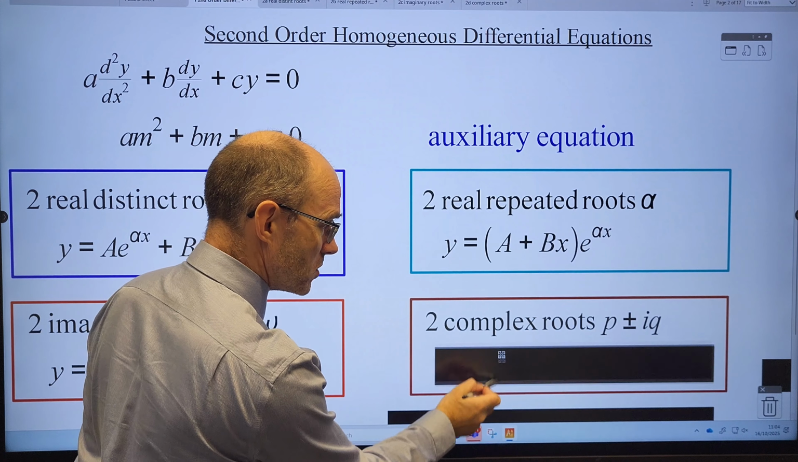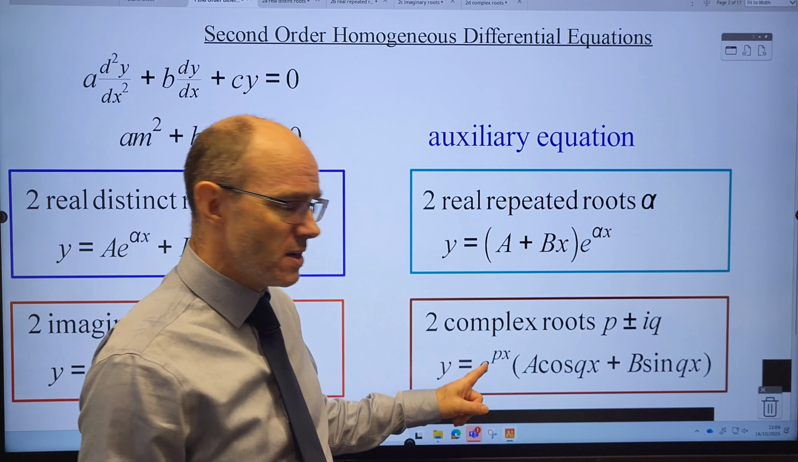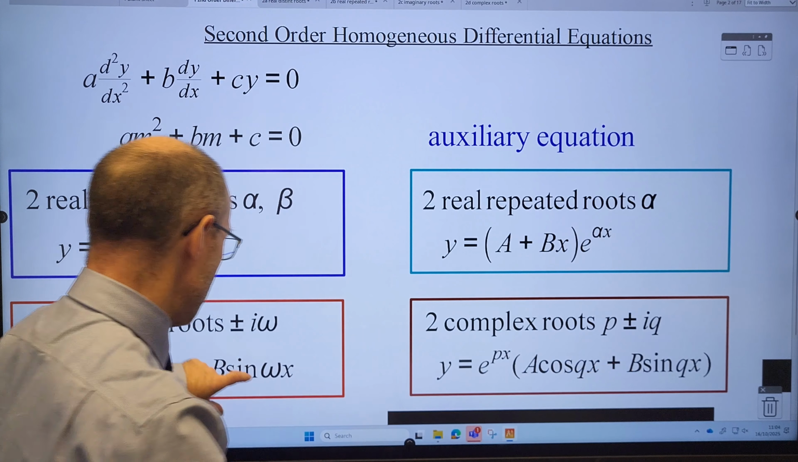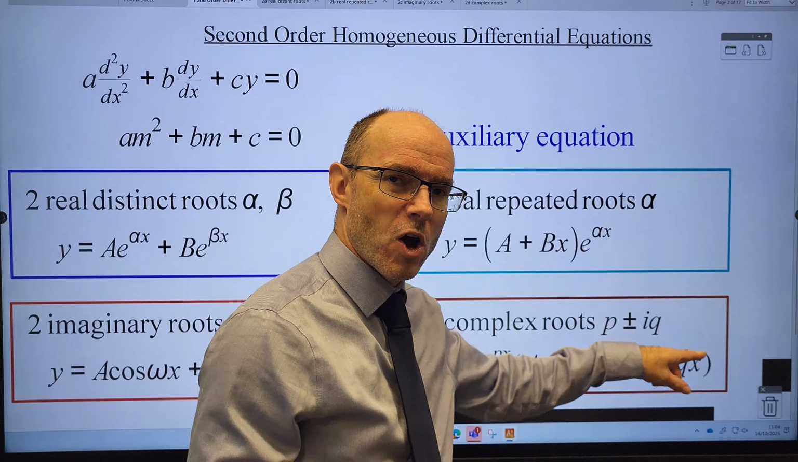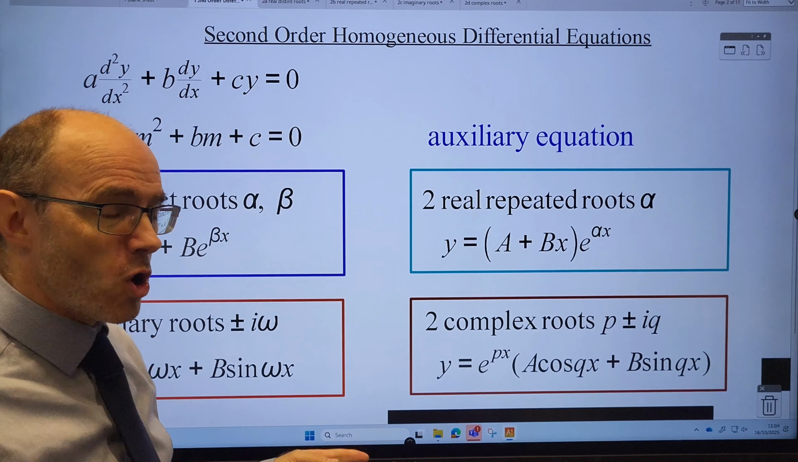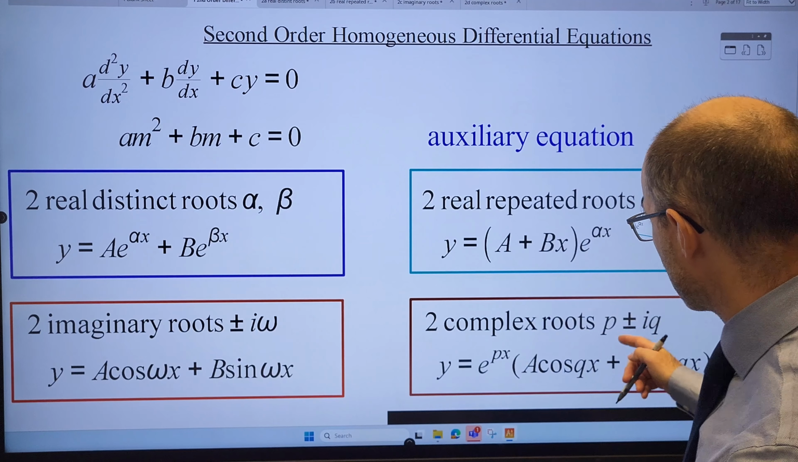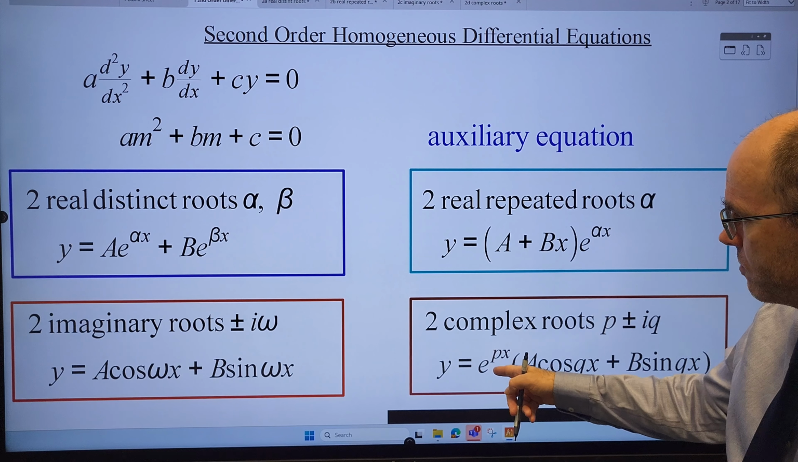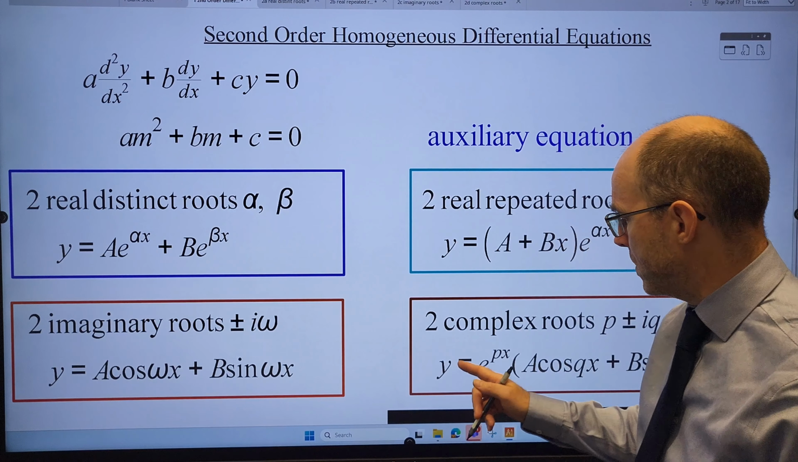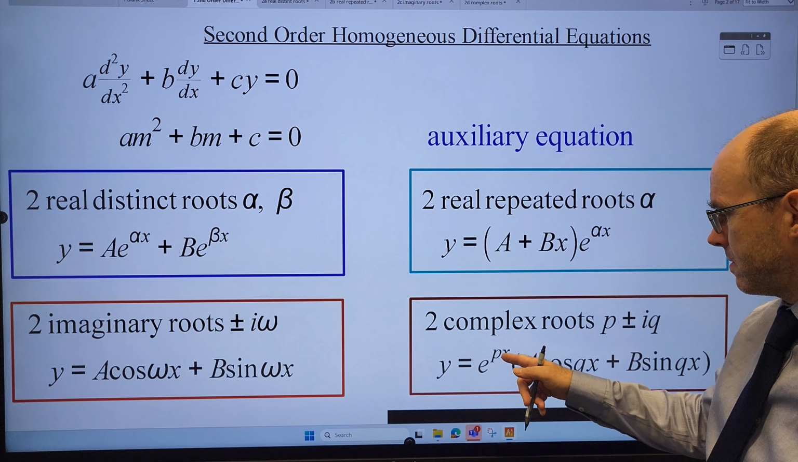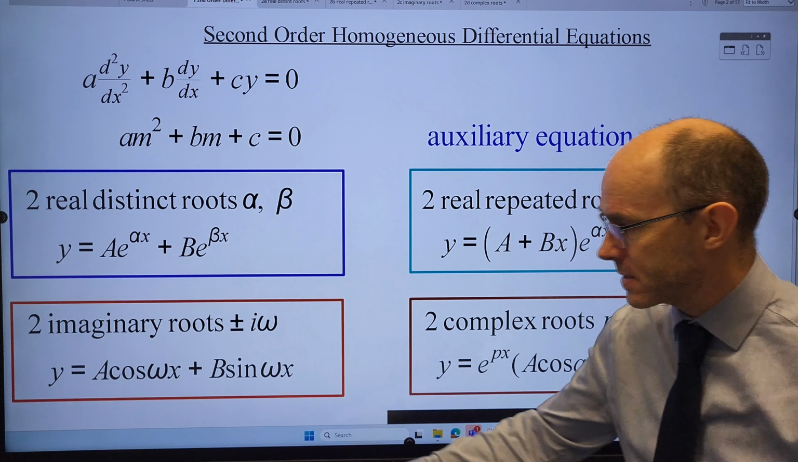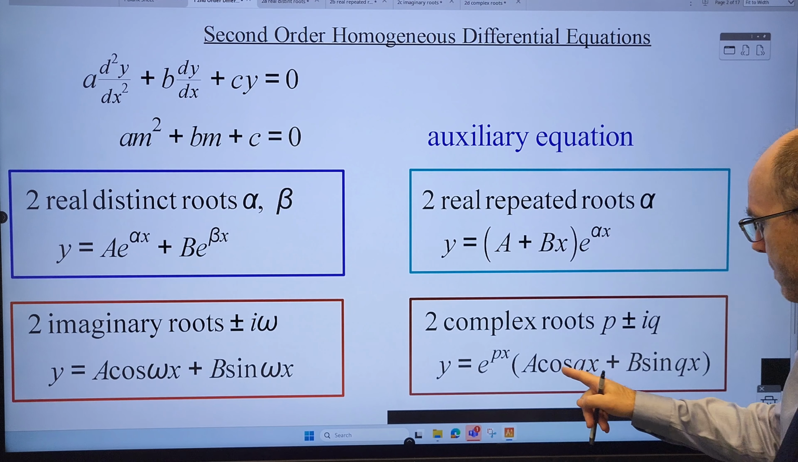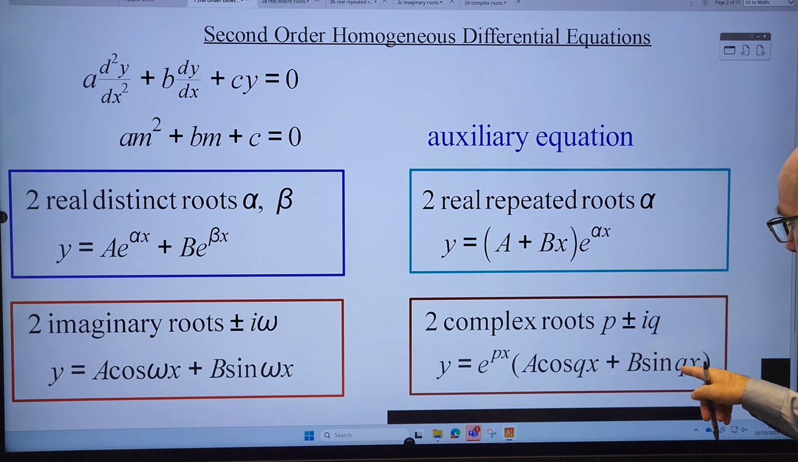Finally, the complex roots case, it looks like this. So notice it's actually the same as the pure imaginary case, okay, except I've used q instead of omega. But when it's complex conjugates, you've obviously got a real part and an imaginary part. The real bit then is the exponential form. So you have e to the px, so whatever the real component was, and then in brackets, basically this for the imaginary. A cos qx plus B sine qx.